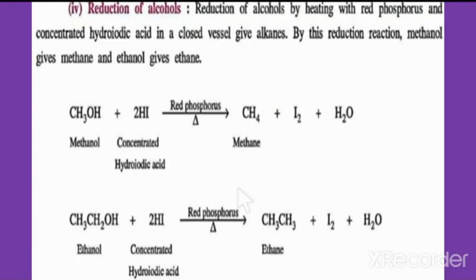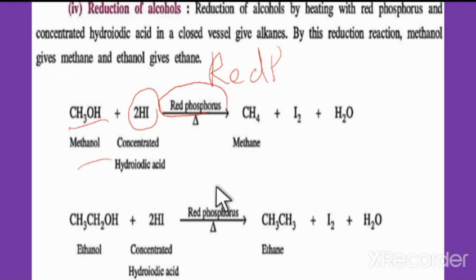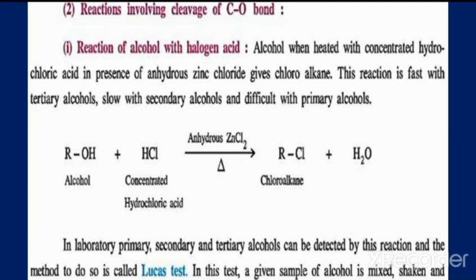Next, when alcohols undergo reduction in the presence of hydrogen iodide and red phosphorus, they give alkanes. When methanol is reduced with hydrogen iodide and red phosphorus, it gives methane. When ethanol is treated with hydrogen iodide in the presence of red phosphorus followed by heating, it gives ethane. So alcohols can undergo reduction to give the corresponding hydrocarbons.